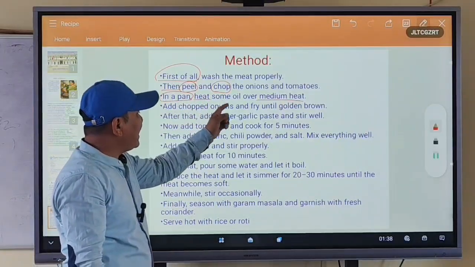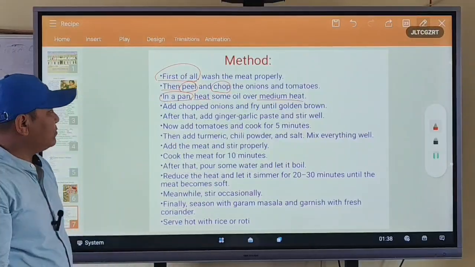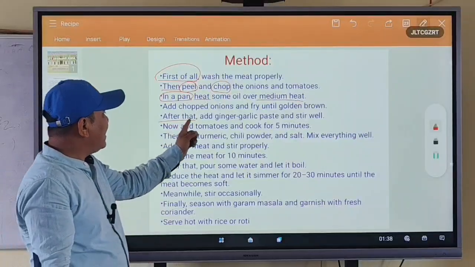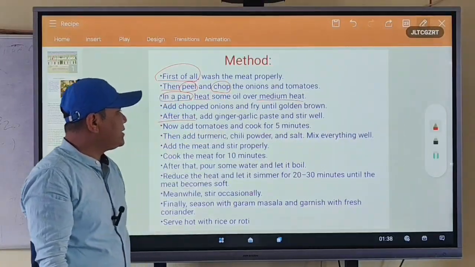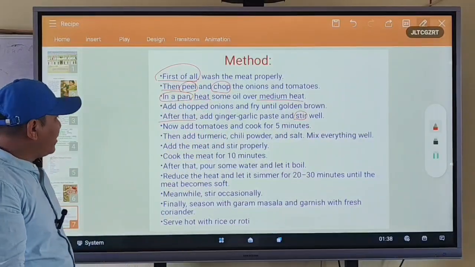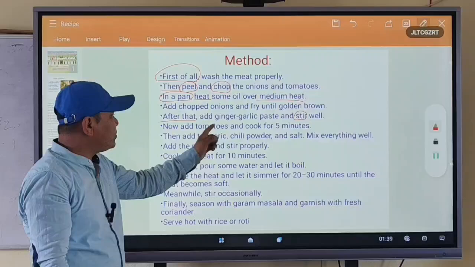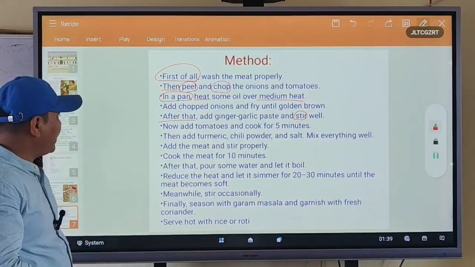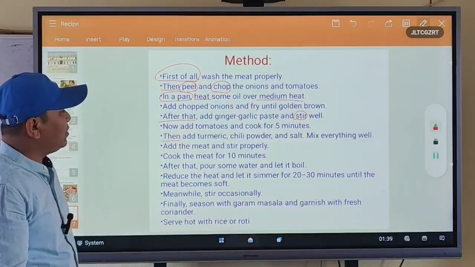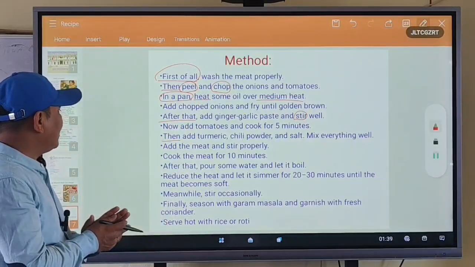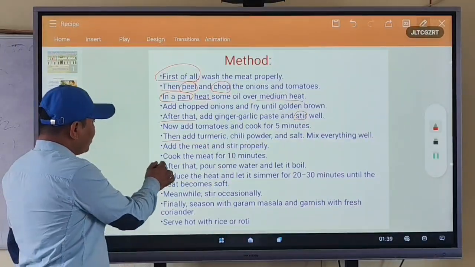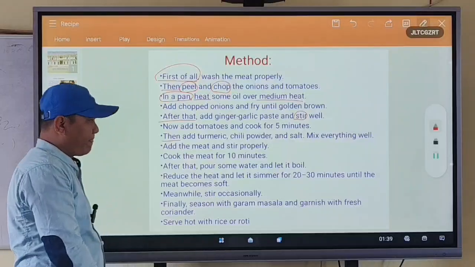Add chopped onion and fry until golden brown. After that, this is a phrase, add ginger garlic paste and stir well. Very important word, stir well. Now add tomatoes and cook for 5 minutes. Then add turmeric, chili powder and salt. Mix everything well. Add the meat and stir properly. Cook the meat for 10 minutes.